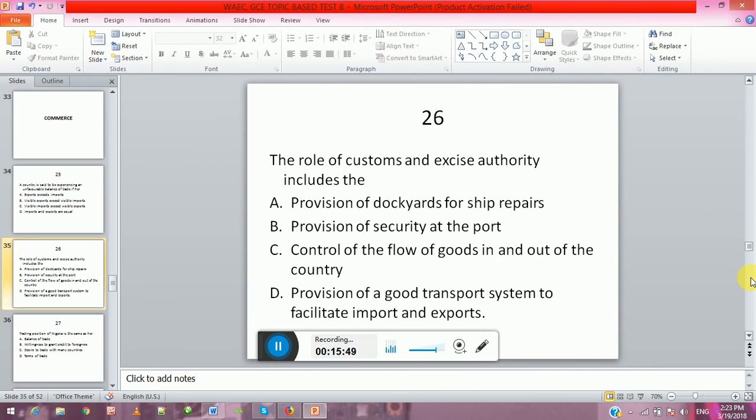The role of customs and excise authority includes the A, provision of dockyards for ship repairs, B, provision of security at the port, C, control of the flow of goods in and out the country, D, provision of a good transport system to facilitate import and exports.